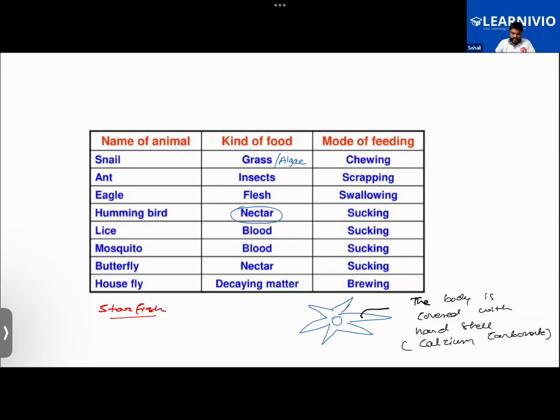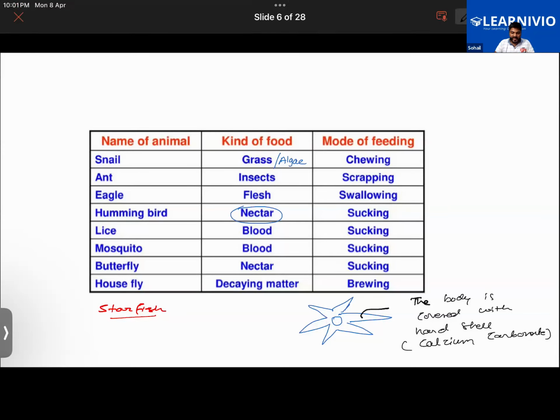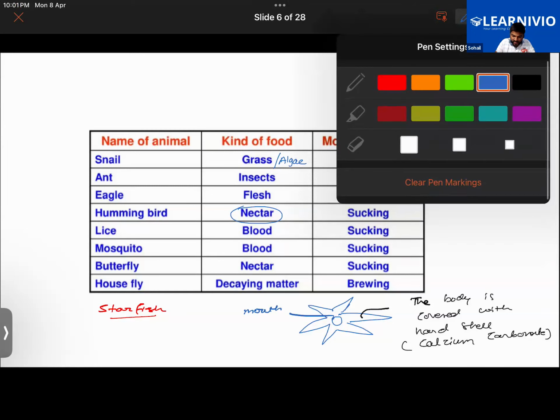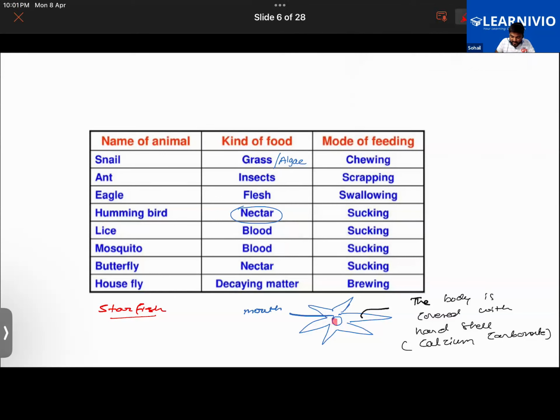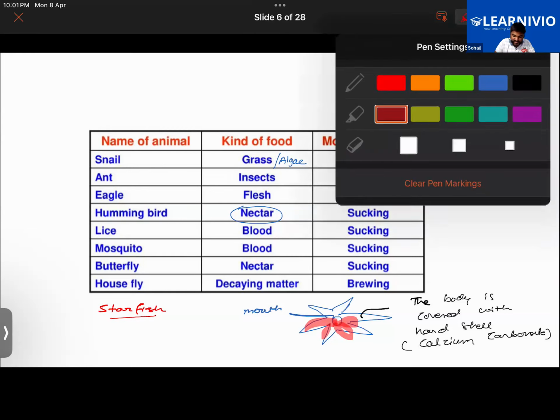What it does is it opens the shell of its prey. Suppose it wants to eat a snail, or any aquatic animal. What will it do? It will pop out its stomach from its mouth. This round structure is the mouth of this starfish. Getting it, guys? It will pop out its stomach. Suppose this is the stomach of the starfish.